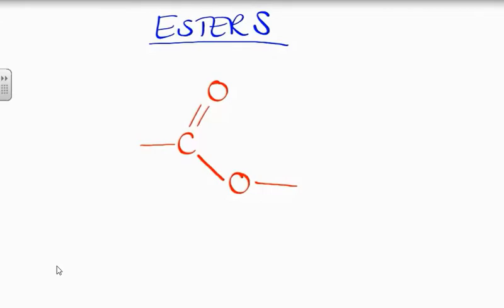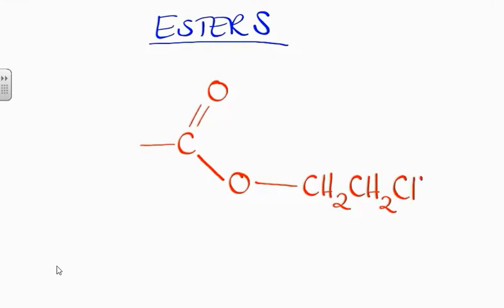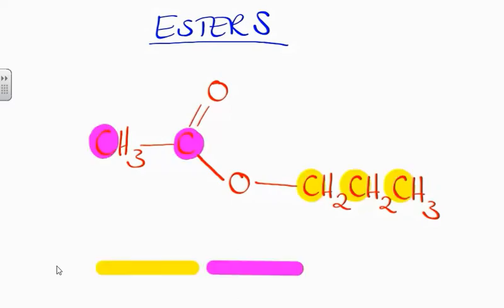Okay, formation of esters, let's have a look. So there's our ester bond, carbon double bond oxygen, bonded to an oxygen. See if you can work out the name of the one that I'm drawing here. I've got 3 carbons on the right hand side, so that makes it a propyl, and 2 carbons on the left hand side, so that's from the carboxylic acid. So that's how we name them.